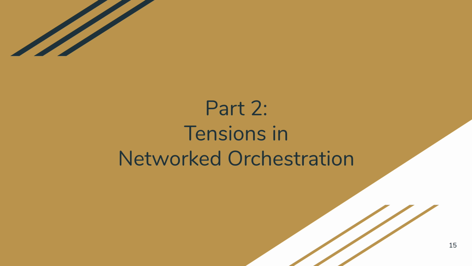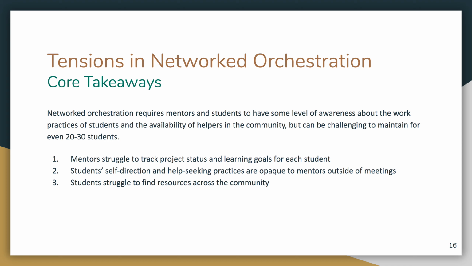Now, shifting our attention to tensions, we found that network orchestration generally requires mentors and students to have some awareness about the things that are happening in the community. But this becomes challenging when you have 20 to 30 people in a community. Specifically, we find that mentors struggle to track project status and learning goals for each student, while students also have trouble identifying when help-seeking practices and self-directed practices may not be effective, since generally what students do outside of meetings is quite opaque to what the mentors see. And finally, students struggle to find resources that actually use the entire community.